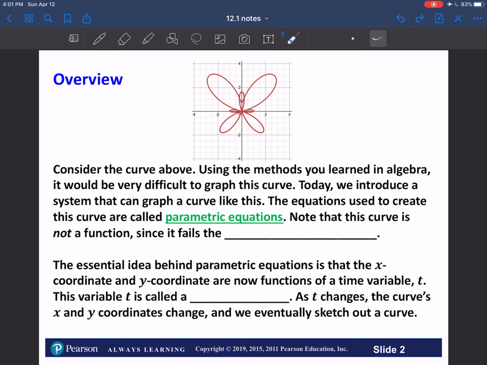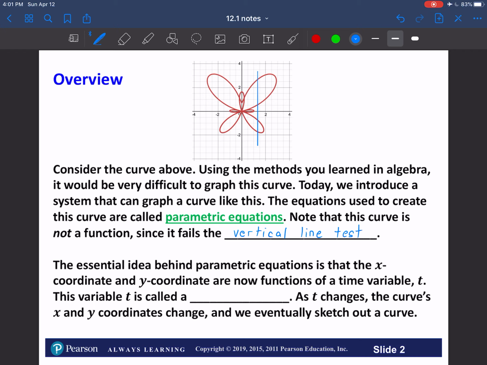We're going to note that this curve is not a function in particular, so we can't say that that curve is a function because it fails the vertical line test. Remember that in order to be a function, you should be able to draw a vertical line, and at any point, your vertical line will pass through the curve exactly once. Since that is not true for this curve, it is not a function.